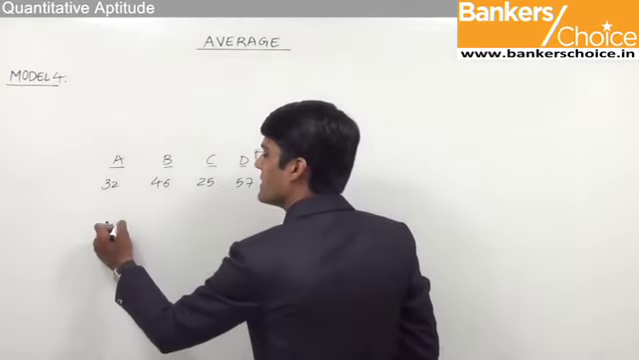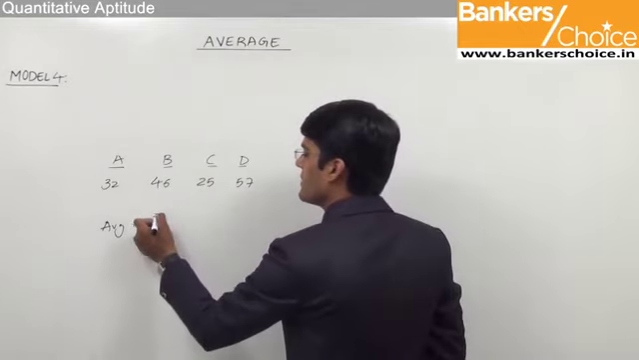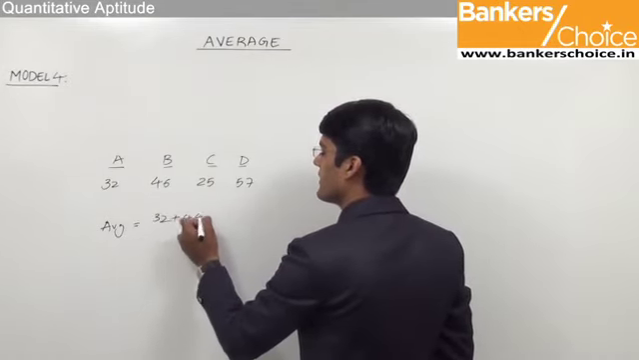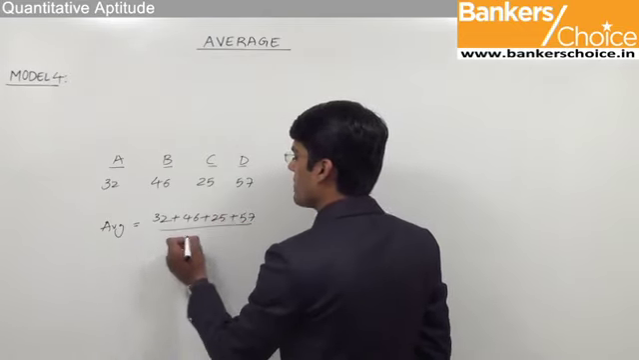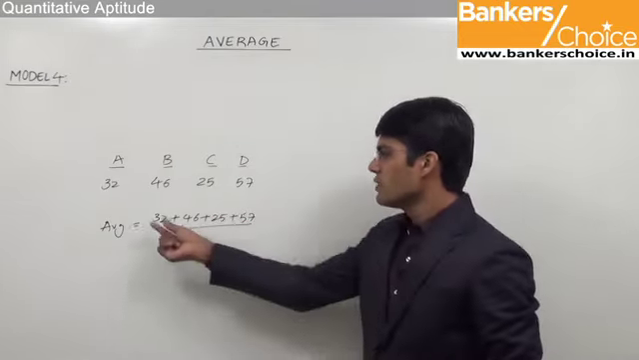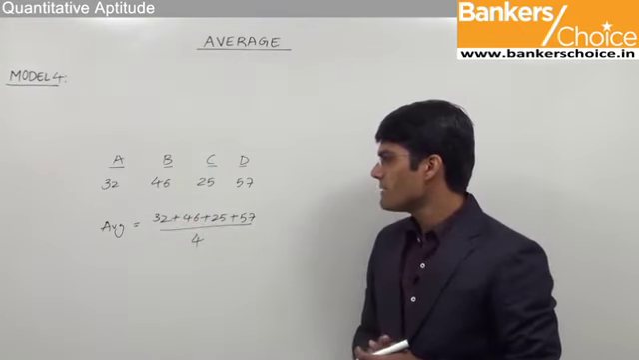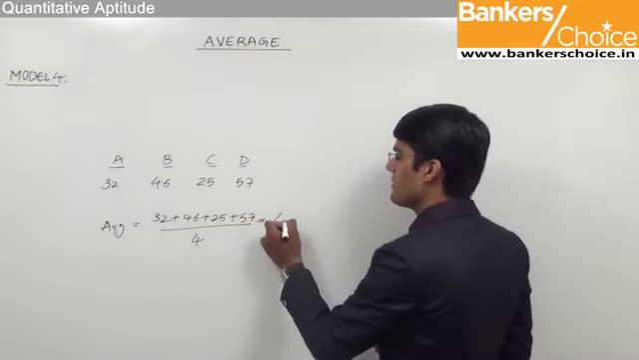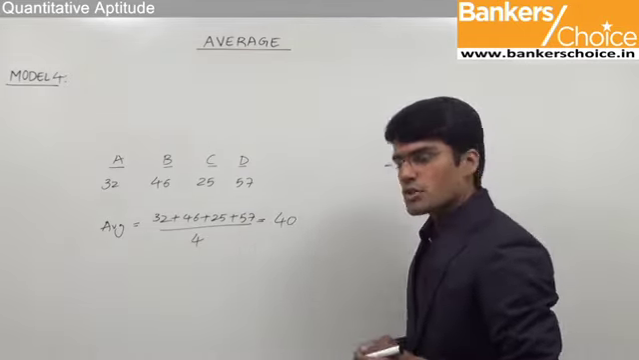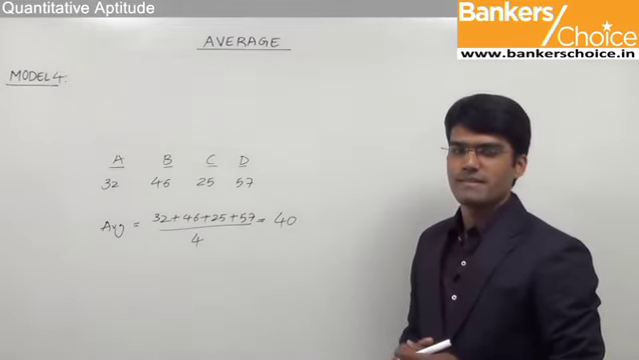We know that average is nothing but the sum of all the elements divided by the number of elements. So that should be 32 plus 46 plus 25 plus 57 divided by 4. So 32 plus 46 is 78, 78 plus 25 is 103, plus 57 is 160, and 160 divided by 4 is 40. So we can say that the average weight of the group will be 40 kgs.